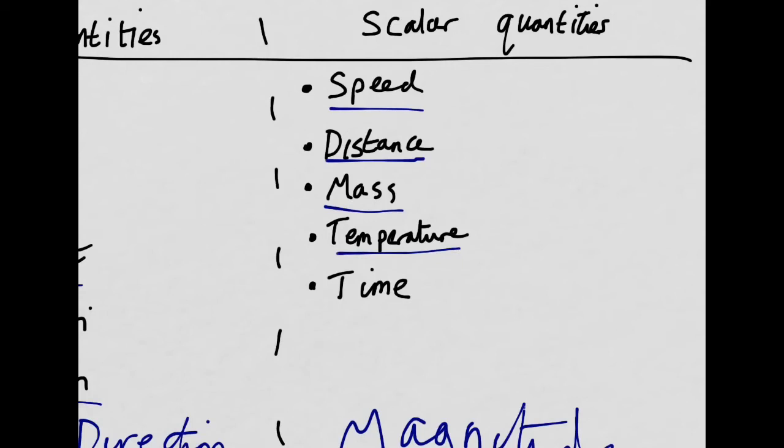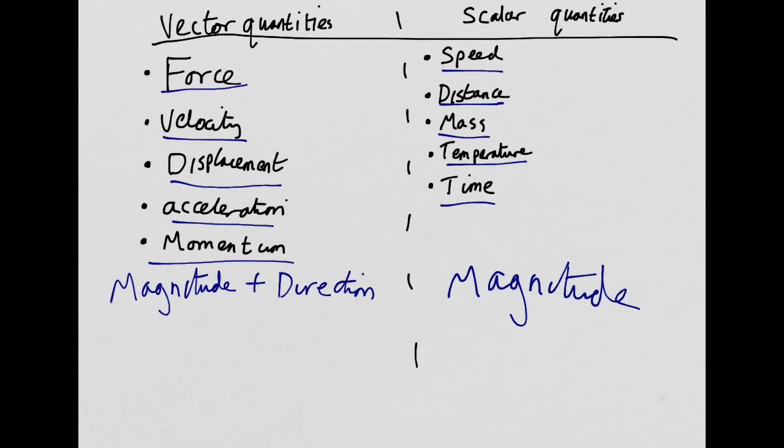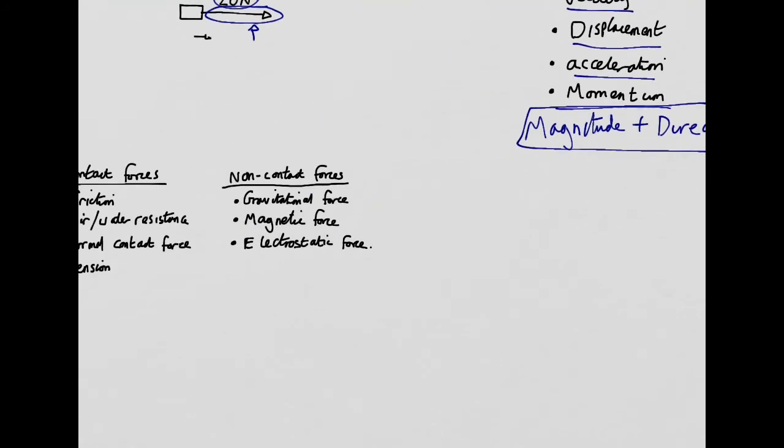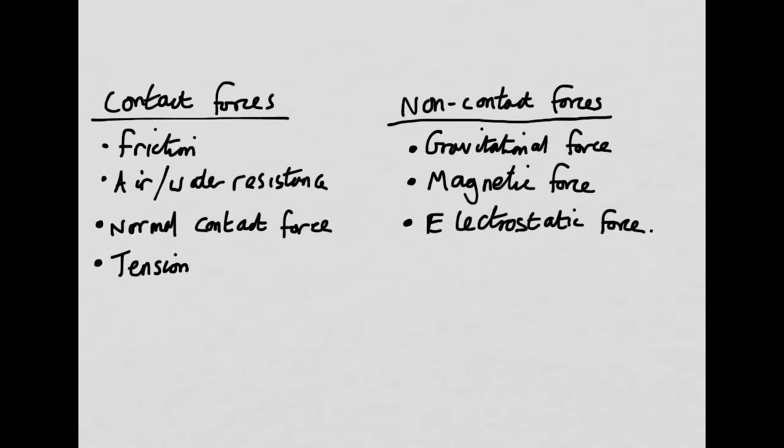Temperature, again, you can't associate a direction to temperature because that would just be weird. It's just a scalar quantity. It's just got a magnitude. Likewise, time is just a magnitude. Okay, so those are scalar quantities. Scalar quantities have just a magnitude. Vector quantities have a magnitude, but also a direction as well. Remember, magnitude is just another way of saying size. Right, back to forces then.